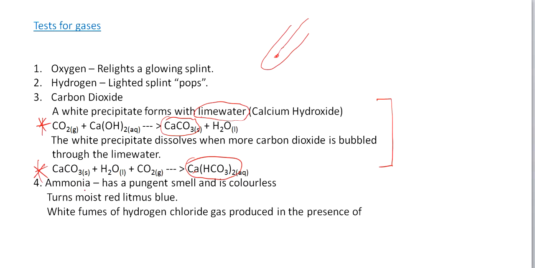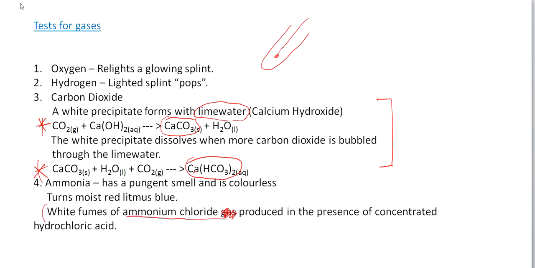And how do we test for ammonia gas? Well, ammonia gas has a pungent smell, it's very noticeable, and it is also colorless. But how do we test for it? What we do, we take moist red litmus and it will turn blue. Okay, so white fumes of ammonium chloride are produced in the presence of concentrated hydrochloric acid.